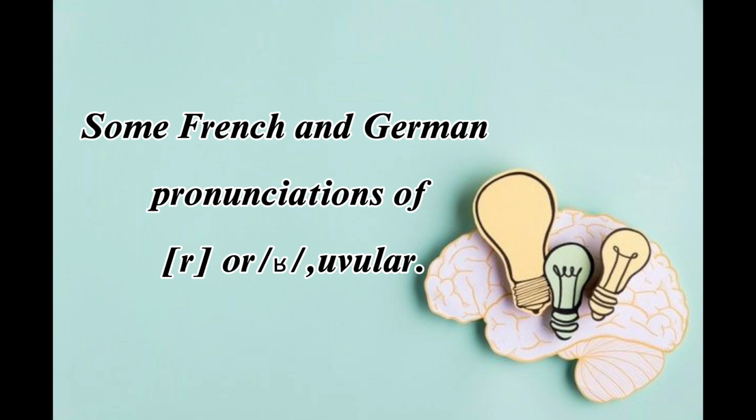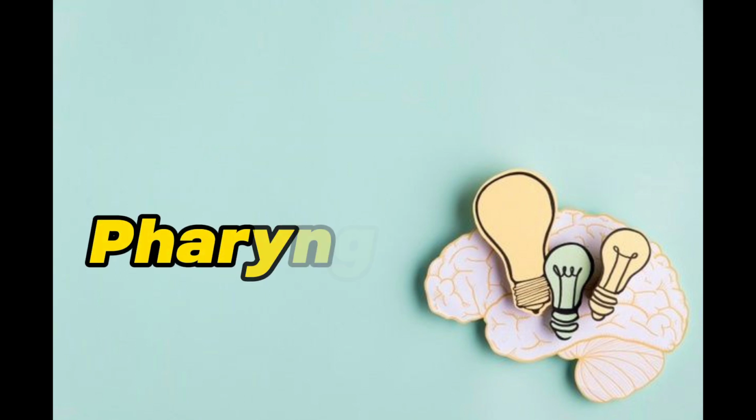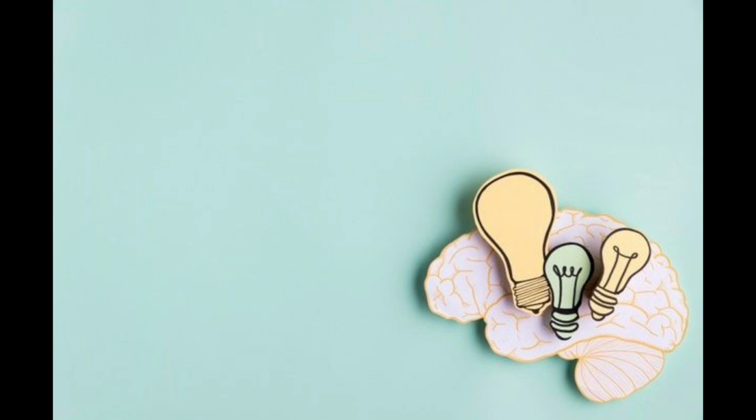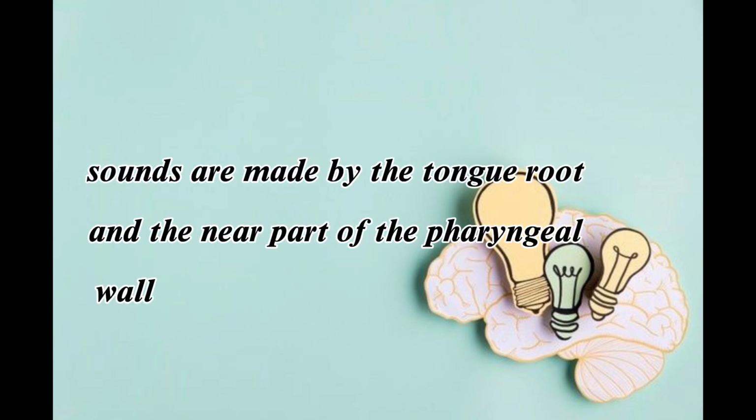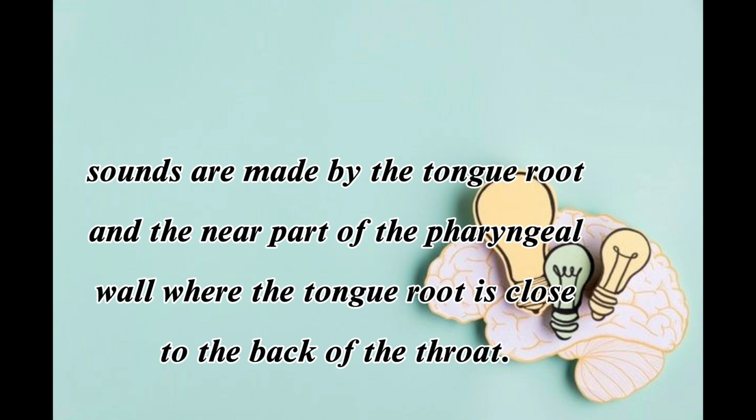Let's proceed to pharyngeal. These sounds are made by the tongue root near the pharyngeal wall, where the tongue root is close to the back of the throat, or it is a consonant articulated primarily in the pharynx with retraction of the root of the tongue and constriction of the pharynx.